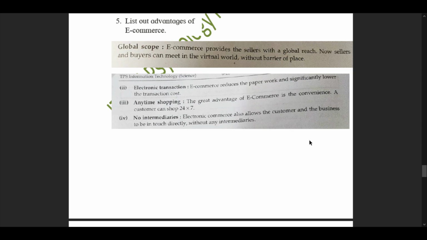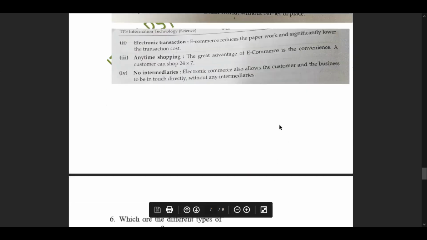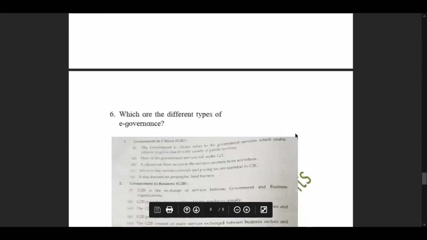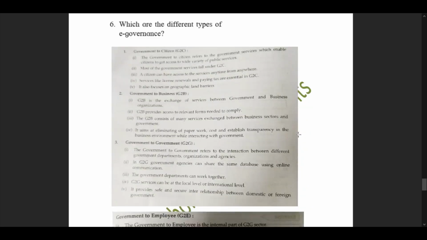Electronic commerce also allows the customer and the business to be in touch directly without any intermediaries. There are no commission mongers in the middle. So this was our question 5. Now we have our question 6.